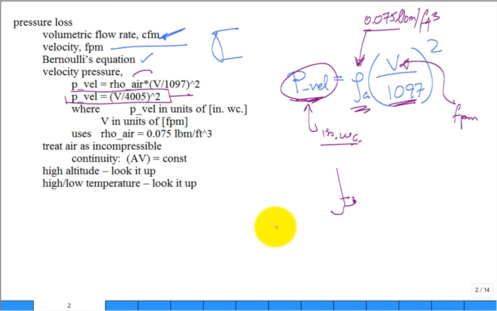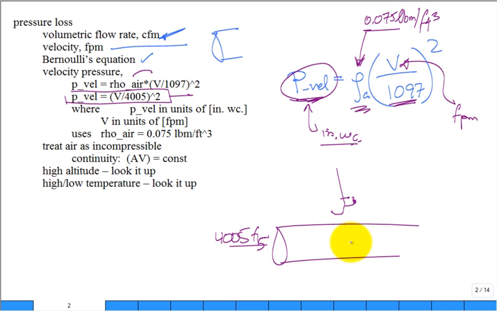So think about this. I have a duct. If I have the airflow at 4,005 feet per minute, and that's pretty good, that's a pretty high speed, and I bring it to rest at the tip of a pitot tube, what is the pressure gain compared to the static pressure?